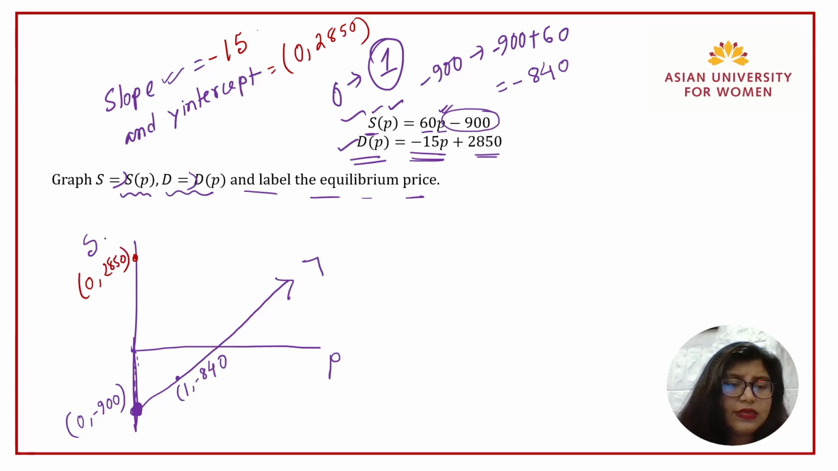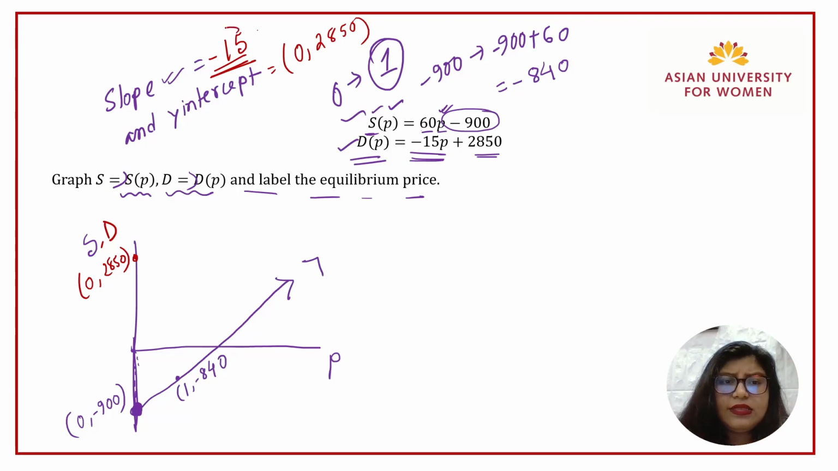By the way, this axis is indicating demand, and P is the price, which is actually independent. Demand depends on price. So the point is 0, 2850. Now what does minus 15 mean? For every 1 unit change in x, there will be a minus 15 unit change in y. That means y will go down by 15 units.